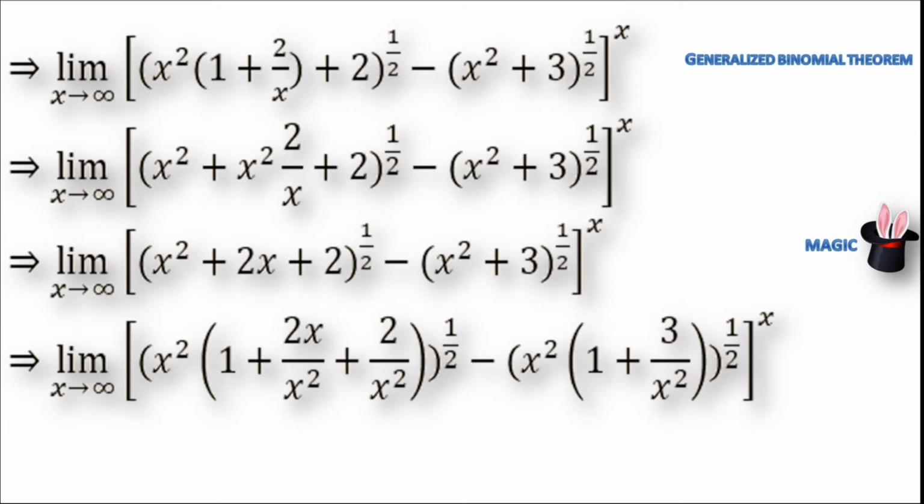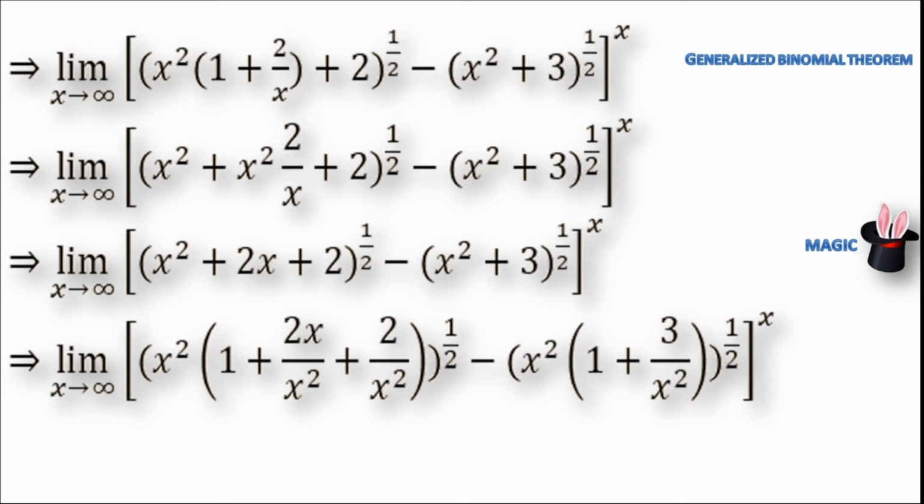So we can apply the generalized binomial theorem in this case. So we have (1 + 1/x)^2 is almost equal to 1 + 2/x in the limit x goes to infinity. And in the second step, we have multiplied x square into the bracket of the first term, and x square plus x square multiplied by 2 by x plus 2, whole power 1 by 2, in the first term we have.